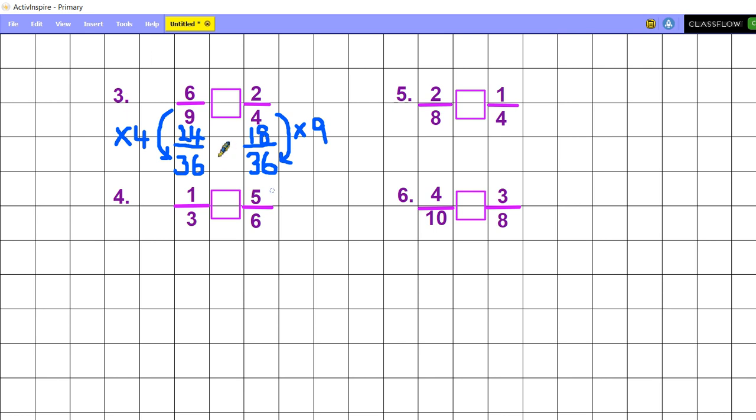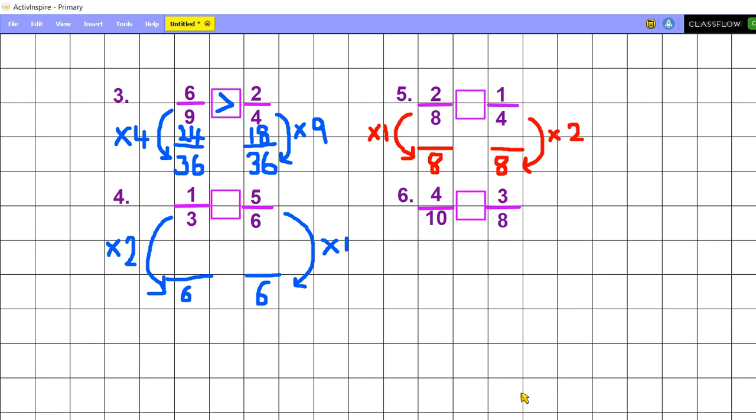And if you remember, I said it was really important to make sure that the denominator was the same before you can compare or add or subtract fractions. So which is larger, 24/36 or 18/36? Yeah, 24 is. So therefore, my arrow should be like that. 6/9 is larger than 2/4. Okay, what I want you guys to do is now have a go at number 4 for me, and then we'll go through 5 and 6 together. Okay, off you go.